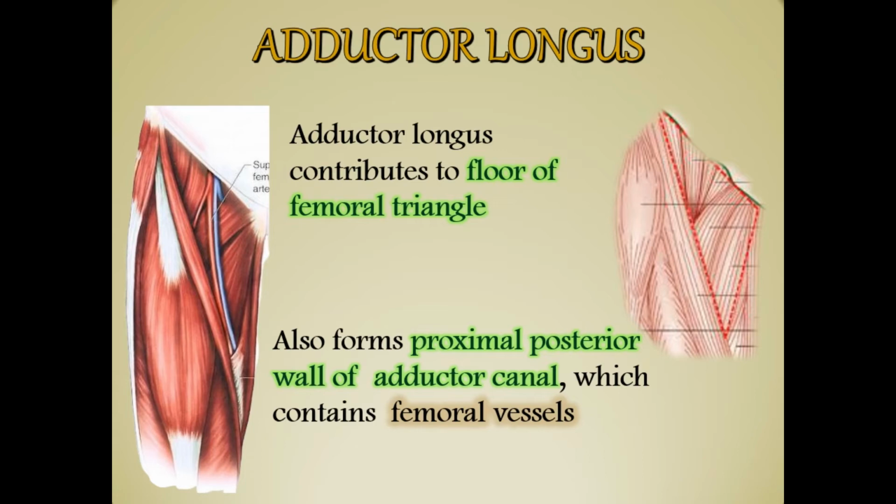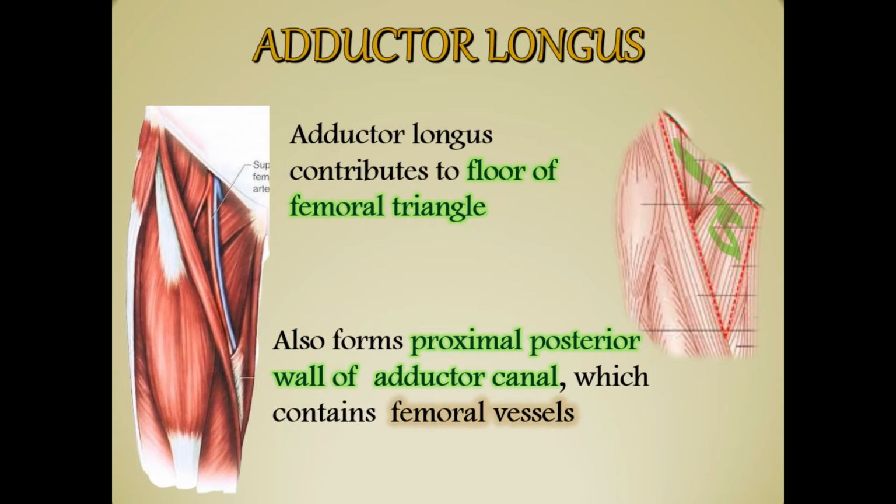As we already discussed, the floor of the femoral triangle. The picture on the left side: this is the lateral half of the floor of the femoral triangle, and this is the medial half of the floor of the femoral triangle. Partly the floor is formed by the pectineus muscle above this one.